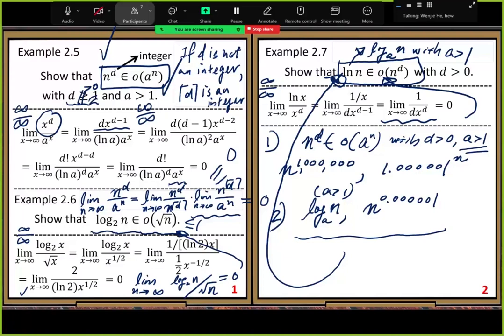So we finish part C. Let's move to part D, the last part of module 2.